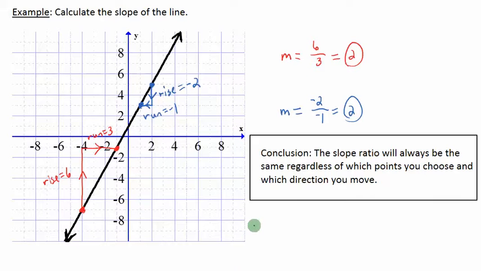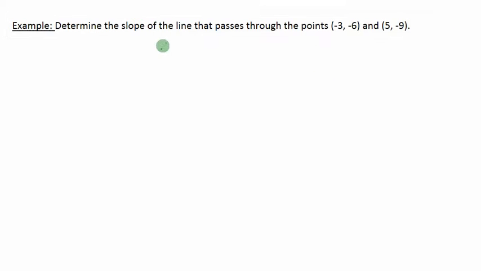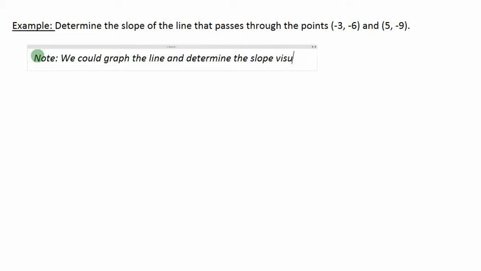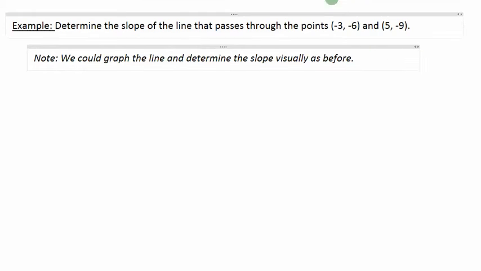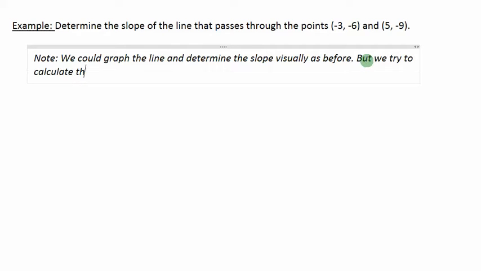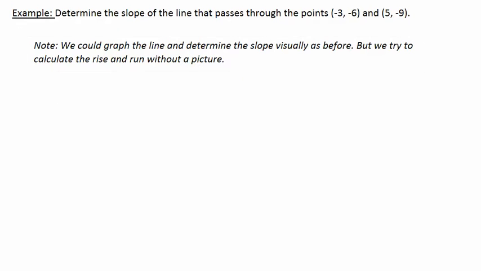Let's look at another example. In this example, I want to know the slope of a line. Now, I don't have a picture of the line, okay? But I do know 2 points that it passes through. So just a quick comment here. We could graph the line and determine the slope visually as before, okay? We could do that. But if we did that, it would be the same example as before. So let's take a different approach. We try to calculate the rise and run without a picture. All right, so that's the goal of this problem. So I want to make that clear.